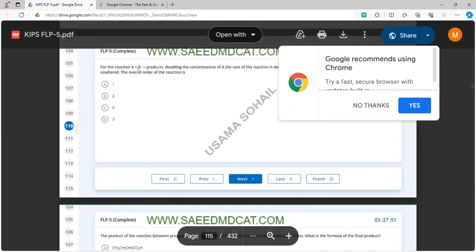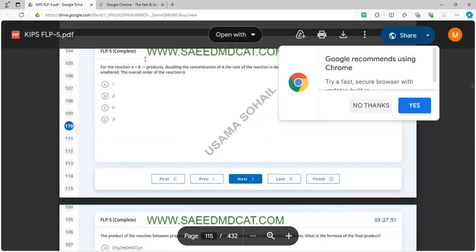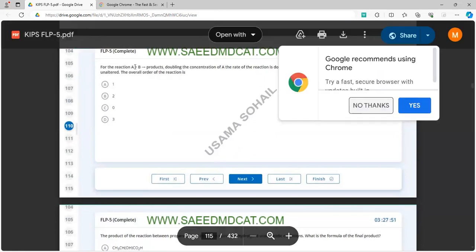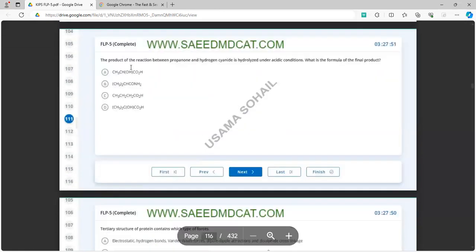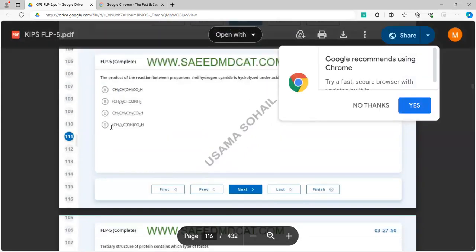Now in question 110, they've already told us that the rate of the reaction only depends on A, it doesn't depend on B. So what will be the order of the reaction if they've said that doubling P will have no effect and it will only be affected by A? So the correct answer will be A1. Now in question number 111, the correct option will be D.